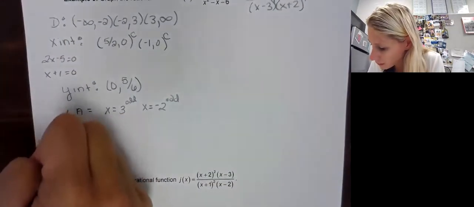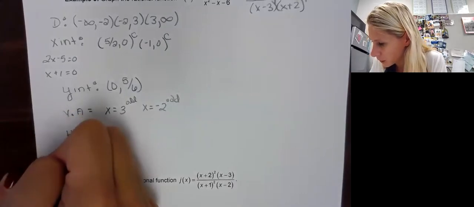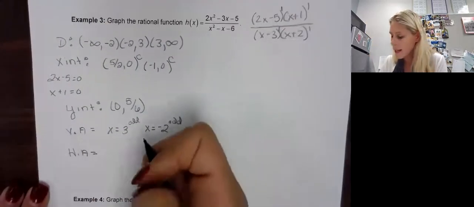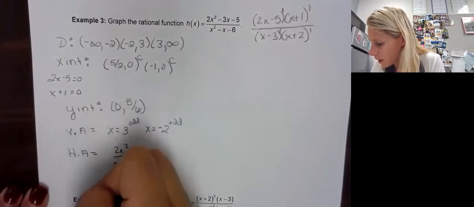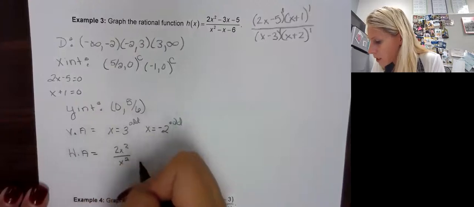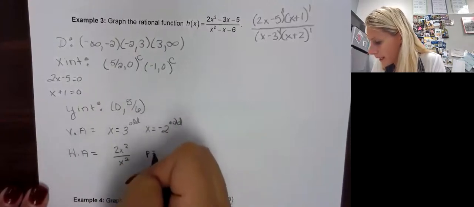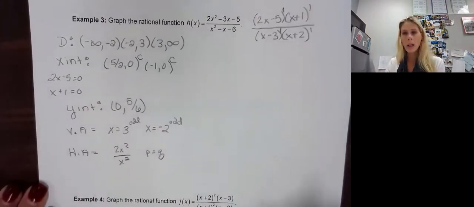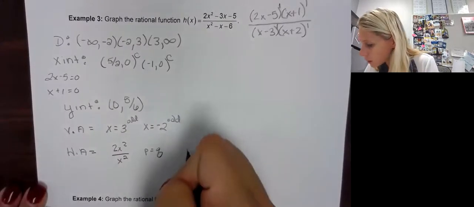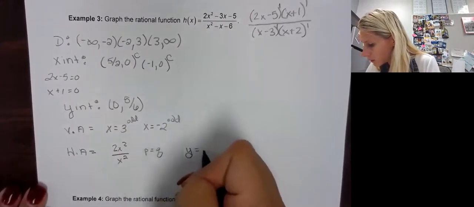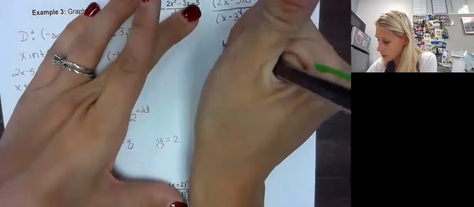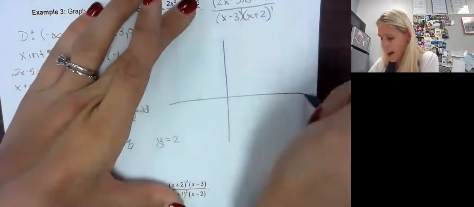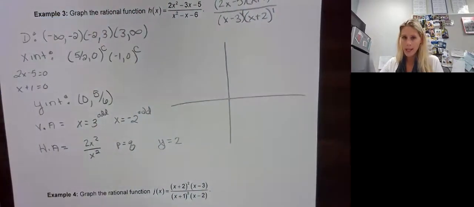Horizontal asymptote. Oh, we're changing it up a little bit, aren't we? If you see, the numerator is 2x squared and the bottom is x squared. So what happens again when p equals q? Well, we take the coefficient. So y equals 2. We have a horizontal asymptote at y equals 2. So let me start graphing and see what that looks like.